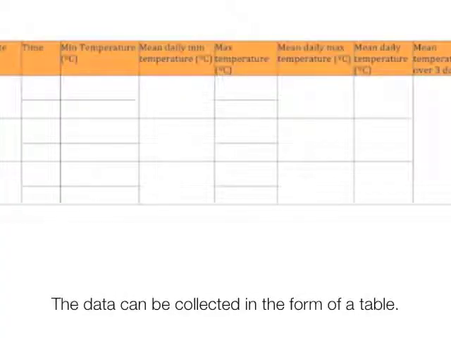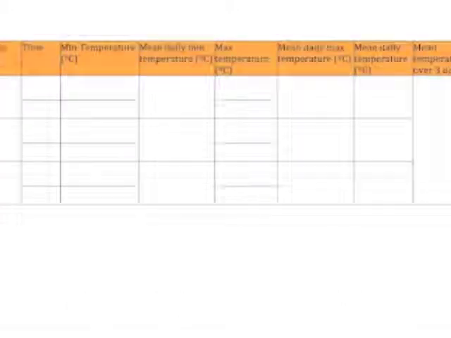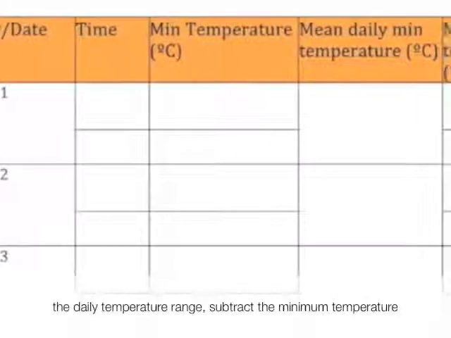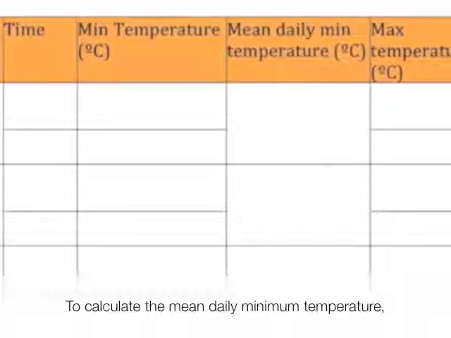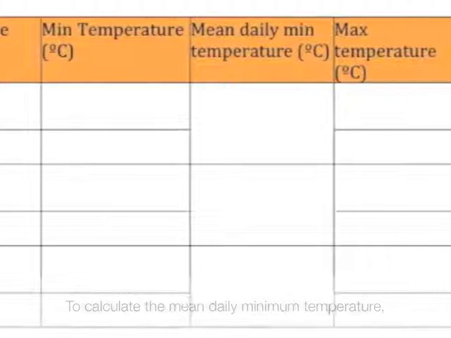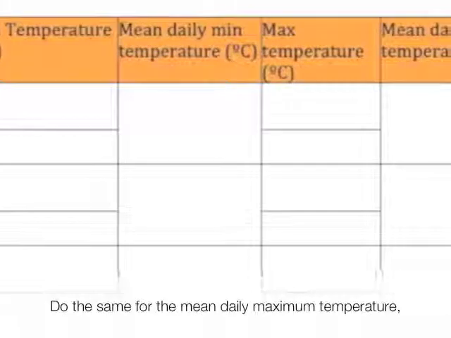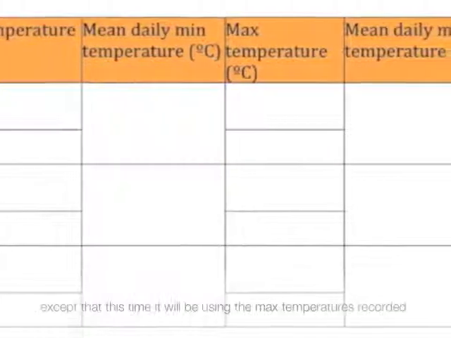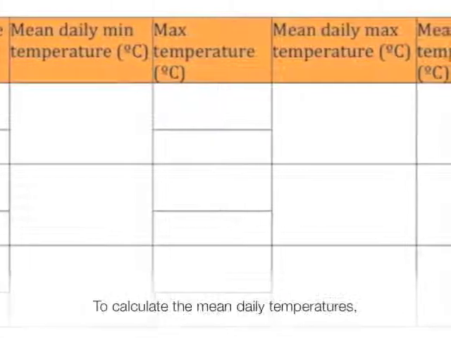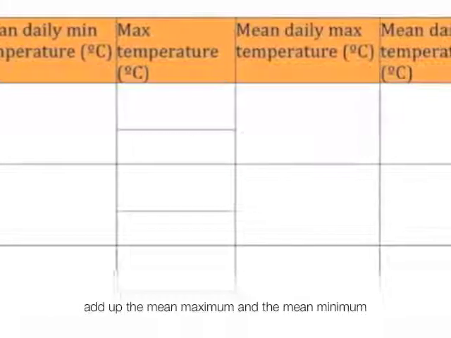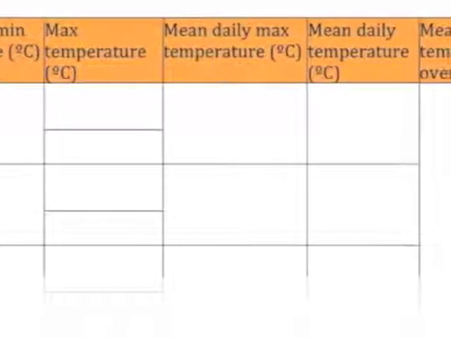The data can be collected in the form of a table. To calculate the diurnal temperature range, also known as the daily temperature range, subtract the minimum temperature from the maximum temperature. To calculate the mean daily minimum temperature, add the two readings before finding the average. Do the same for the mean daily maximum temperature, except that this time it will be using the maximum temperatures recorded. To calculate the mean daily temperatures, add up the mean maximum and mean minimum temperatures before dividing by 2.